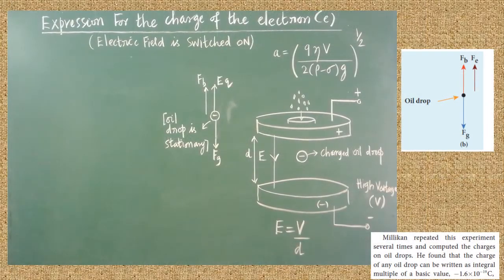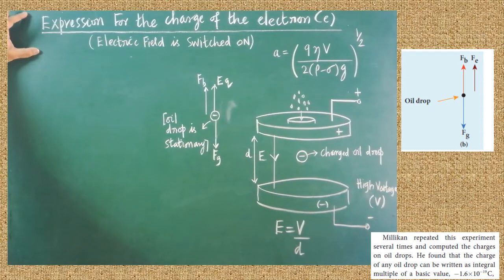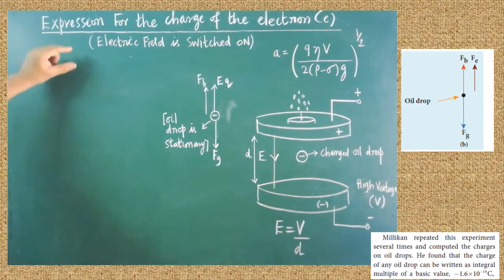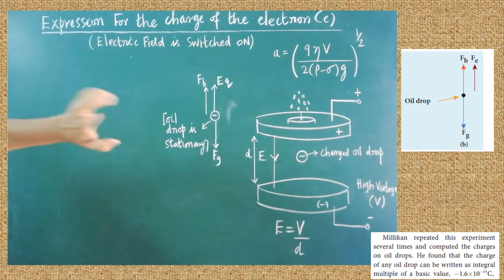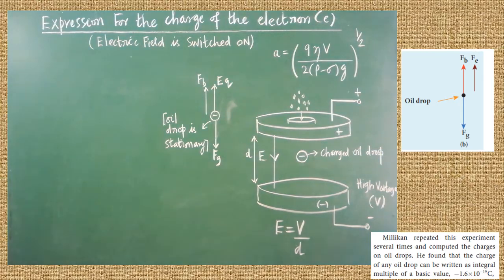Now we are going to derive the expression for the charge of the electron. Here the charge of the oil drop is to be found by the following derivation. Now the electric field must be switched on. While deriving this, we have to assume that the electric field is switched on here. Look at the diagram. Now we have to concentrate only on this region of the apparatus.